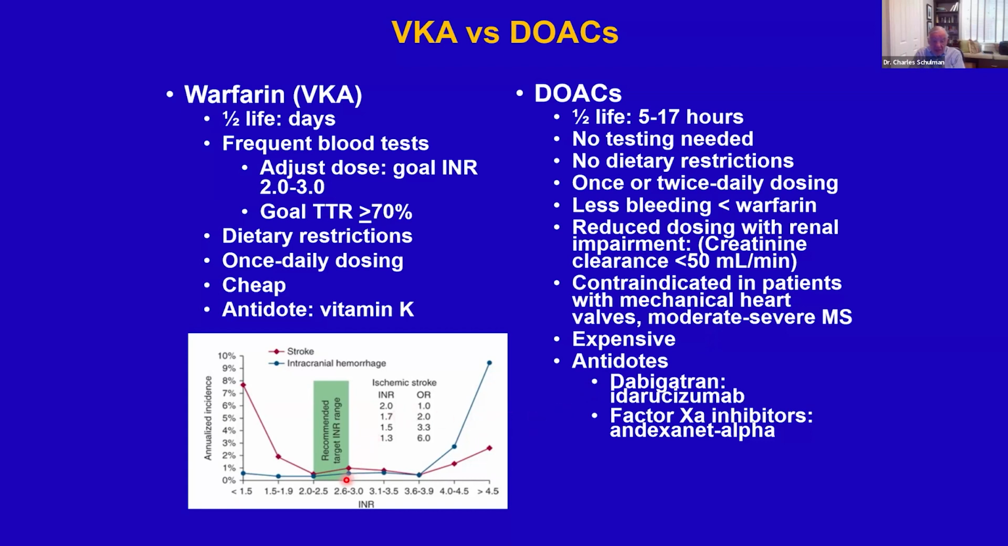The reason that the recommended target INR is between 2 and 3 is illustrated here, because when the INR is less than 2, the stroke risk rises, and when the INR is greater than 3.5, the bleeding risk rises.